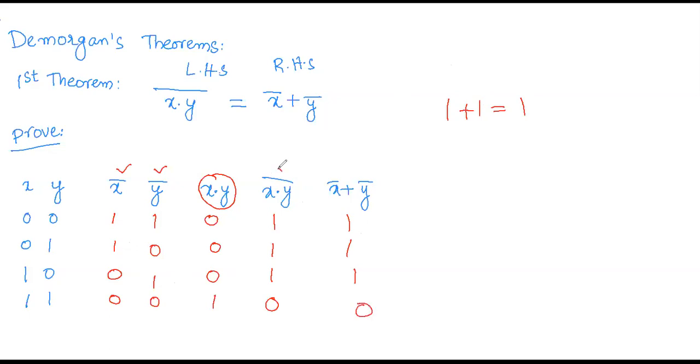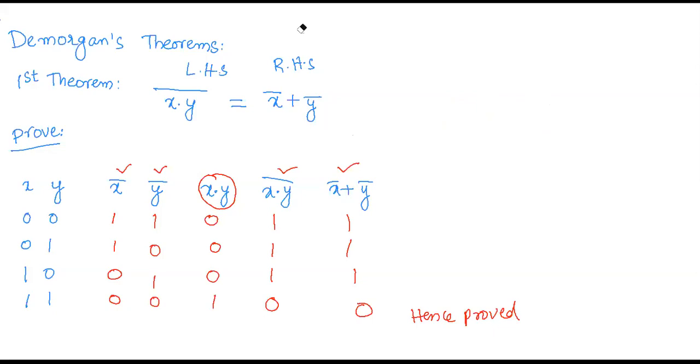So for the given inputs, x dot y bar and x bar plus y bar give the same result. So LHS is equal to RHS, hence true. In Boolean addition, 1 plus 1 is equal to 1 only, not 10. This is the first theorem.